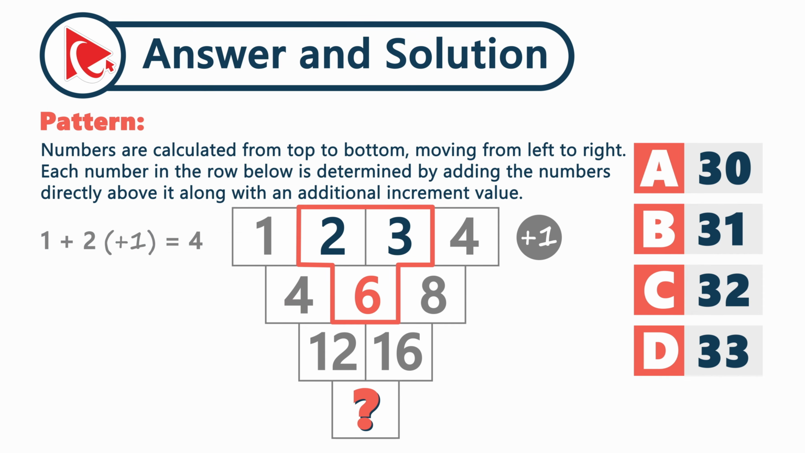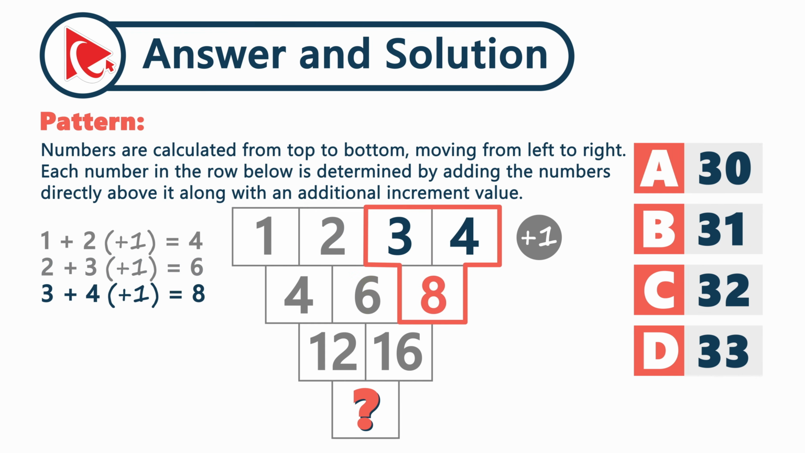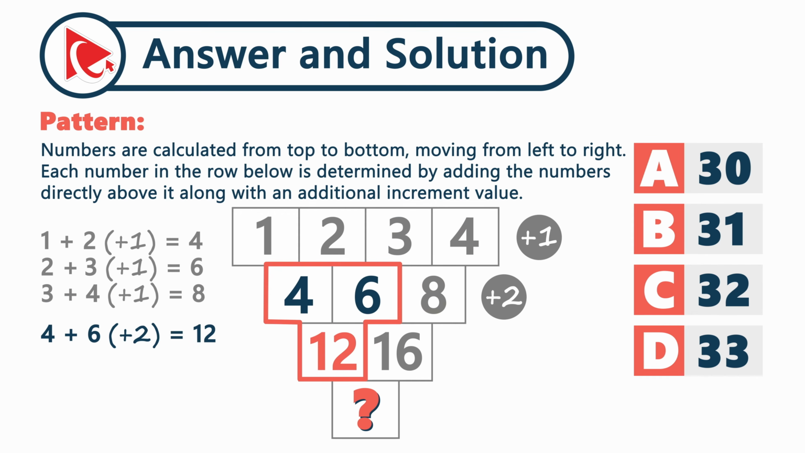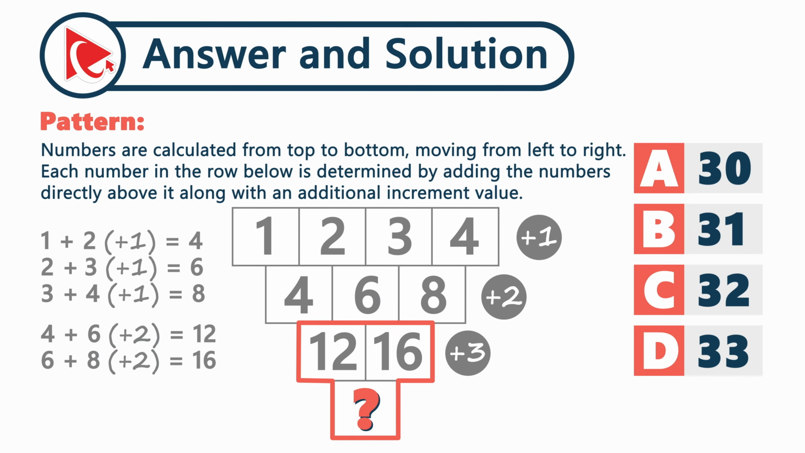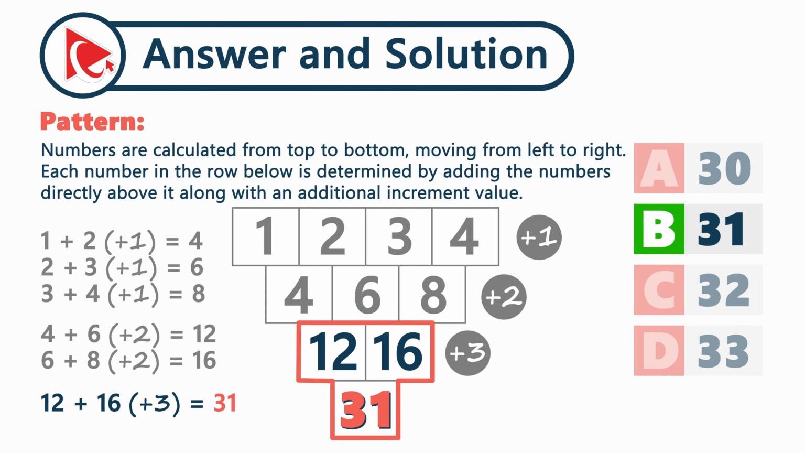Let's look at another example. 2 plus 3 plus 1 equals 6. 3 plus 4 plus 1 equals 8. The only thing that changes for the second row is that the increment becomes 2. Let's look at the calculations. 4 plus 6 plus 2 equals 12. And 6 plus 8 plus 2 equals 16. And you know what time it is? It's the magic time to calculate the missing number. 12 plus 16 plus 3, which is the new increment, equals 31. So the correct answer here is choice B, 31.